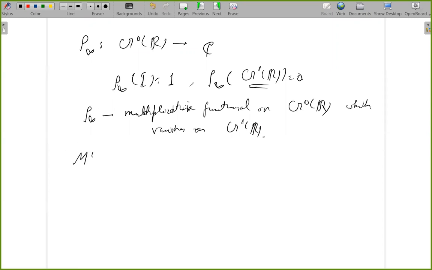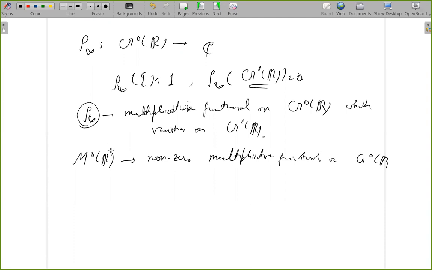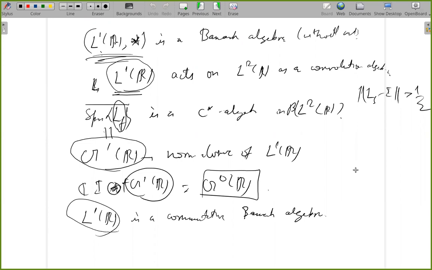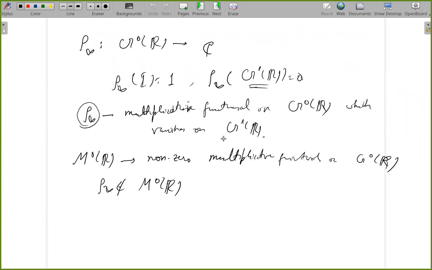Now let's say M naught(R), a lot of associations are going to happen, is the set of all non-zero multiplicative functionals on A naught(R). For example, this M naught(R) will not contain rho infinity. So these are the multiplicative functionals on A1(R). Anytime you have a non-zero functional, you just restrict, and it will still be non-zero here. Maybe I should say it is on A1(R).